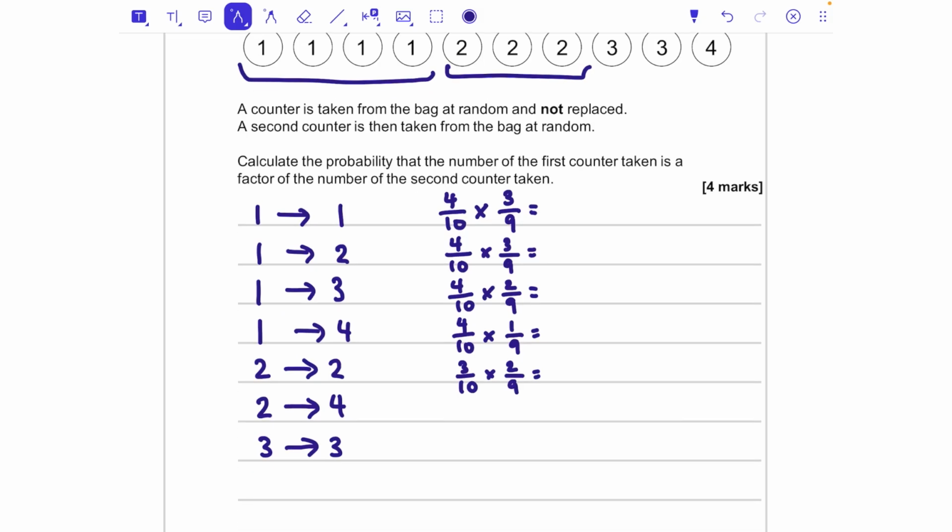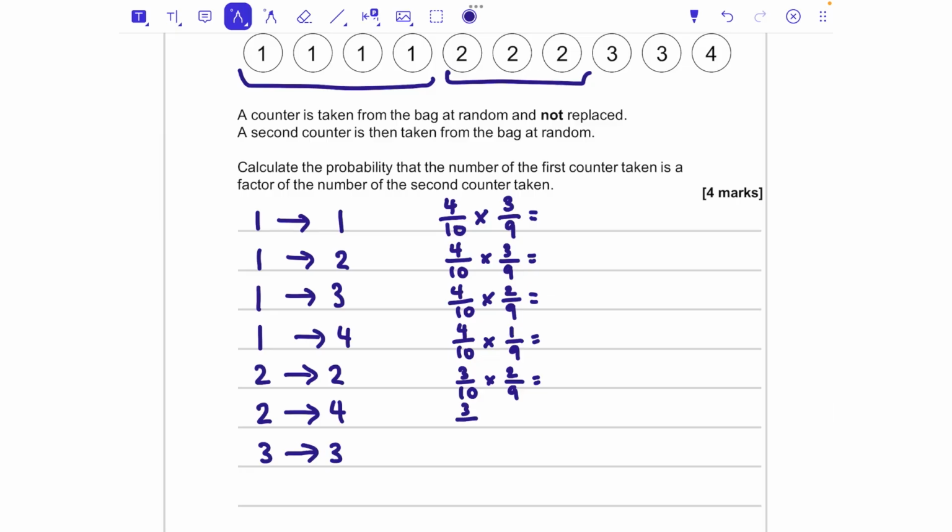2 and then 4, so that's going to be 3 over 10 times 1 over 9. And then 3 and then another 3 would be 2 over 10 times 1 left over 9. So all of these are going to be out of 90. We're timesing fractions, which means we just do the top times the top and the bottom times the bottom.